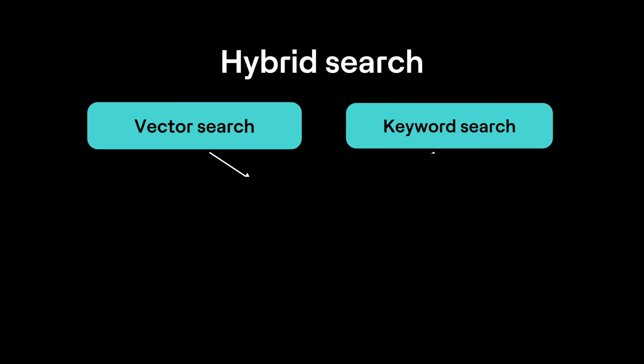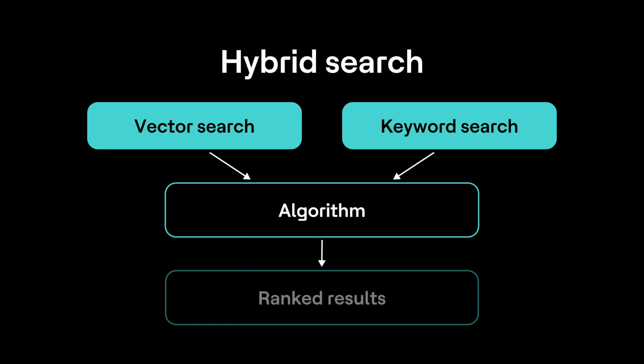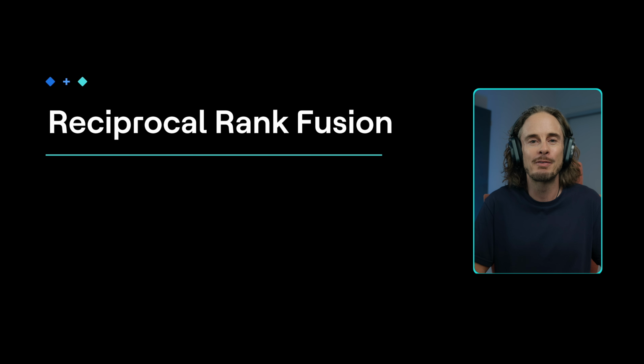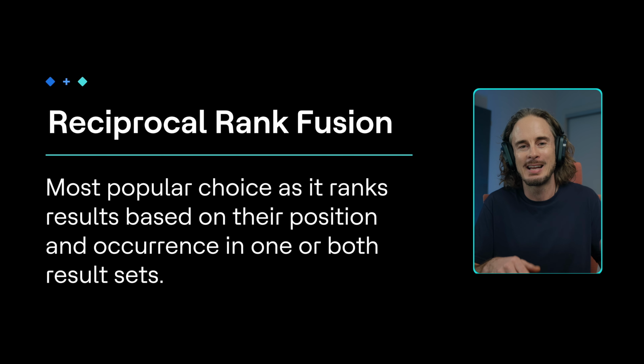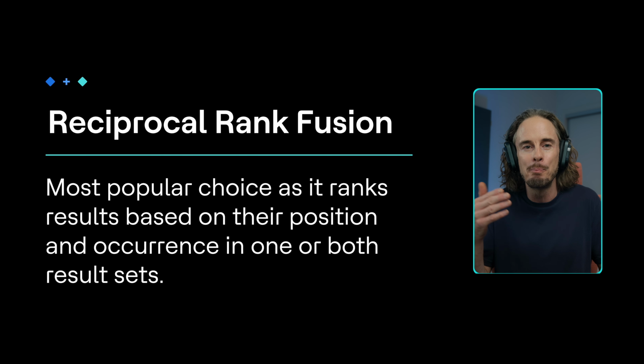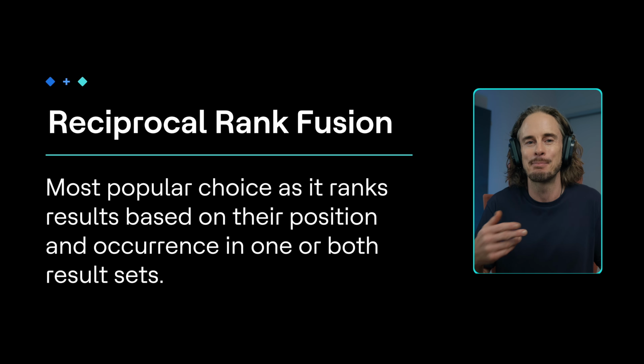While vector search excels at retrieving semantically similar content, it can miss results that are an exact keyword match but aren't semantically close to the query. That's where hybrid search comes in, merging vector and keyword results into a unified list using a ranking algorithm. Reciprocal rank fusion, or RRF, is the most popular choice, as it ranks results based on their position and occurrence in one or both result sets, which is simple to understand and implement.